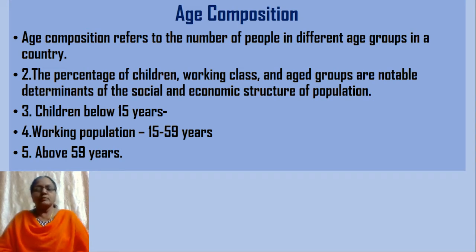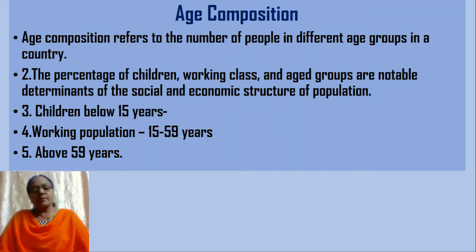Now, let's move on to the next part of population composition, where we are going to deal with age composition. In our population, you have people belonging to various age groups. Age composition refers to the number of people in the different age groups in a country. The percentage of children, working class, and aged groups are important factors which determine the social and economic structure of the population. Here we can divide the population into three: children below 15 years, working population in the age group of 15 to 59 years, and above 59 years.